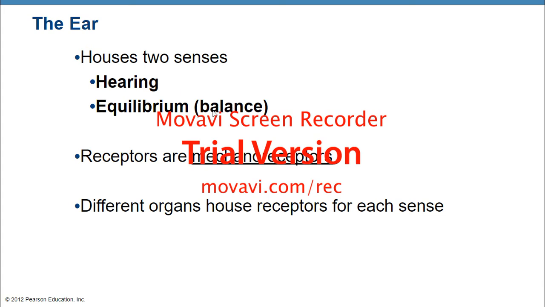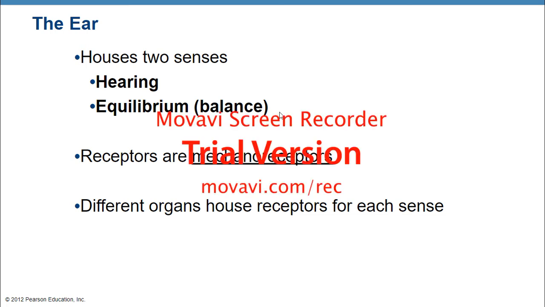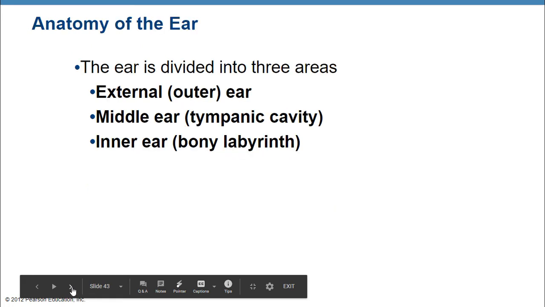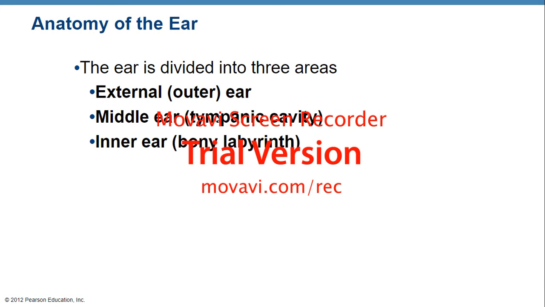So equilibrium is going to be dealing with the inner ear, and the inner ear also does still deal with hearing, but equilibrium is only going to be dealing with the inner ear. So the ear has receptors or mechanoreceptors, and different organs house receptors for each sense. The external ear is called the outer ear. The middle ear has a tympanic cavity, and then the inner ear has the bony labyrinth.